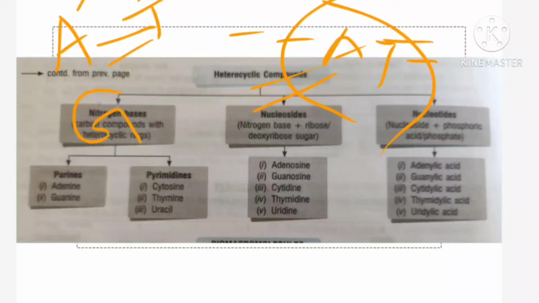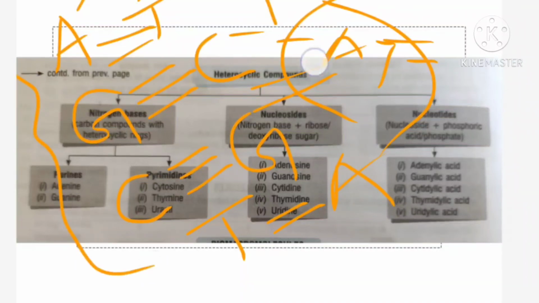Guanine, if it is present, will be present with cytosine only. If cytosine is present, it will be present with guanine. If thymine is present, it will be present with adenine. So what do we make out from here? We can make out that adenine always pairs with thymine.